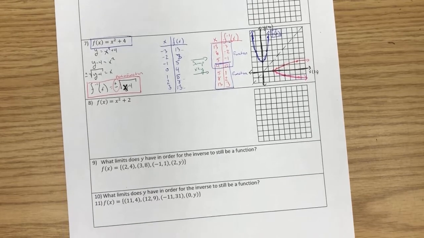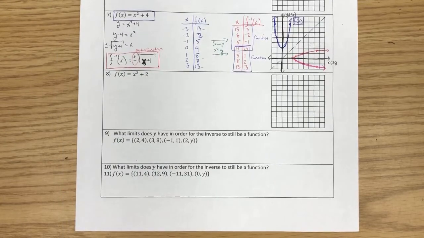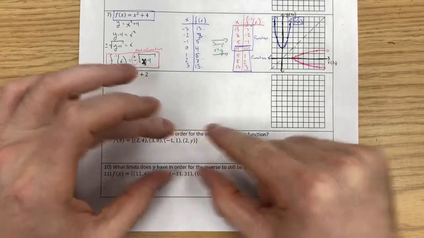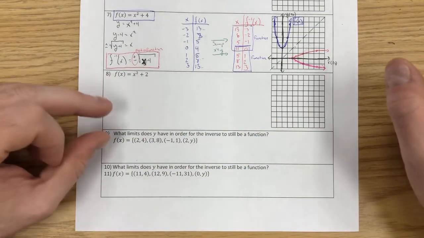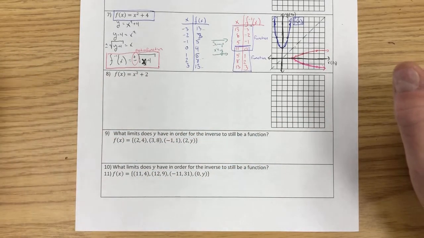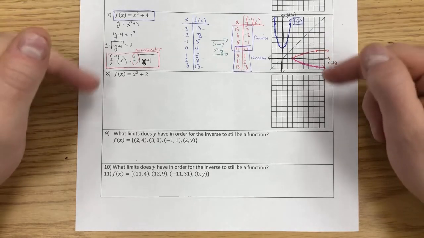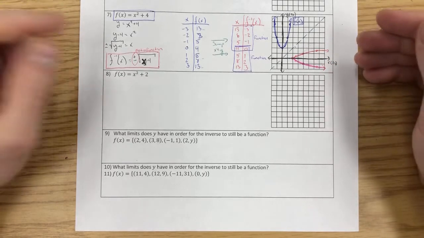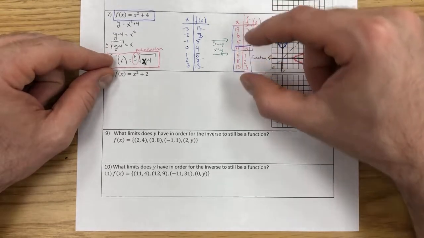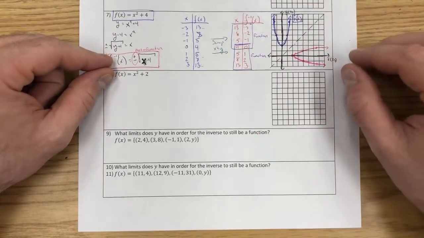And so the last question I leave you with is something that you'll probably see at some point on either ACT, SAT, some sort of state test, district exam. This is a very popular question. What limit does y have in order for the inverse to still be a function? We just saw a piece of that. If I want the inverse to be a function, I had to take a chunk or a chunk. I couldn't take the whole thing.